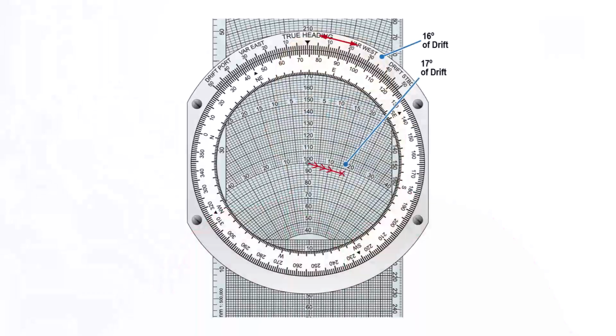We rotate the inner ring so that 74 is aligned with the index mark. Now that looks a bit better, but if we look closely at where the X has ended up, we see that it is now 17 degrees right or starboard drift. That means that if we point the aircraft at a heading of 074, we will track 074 plus 17, 91 degrees, and not 090 degrees.